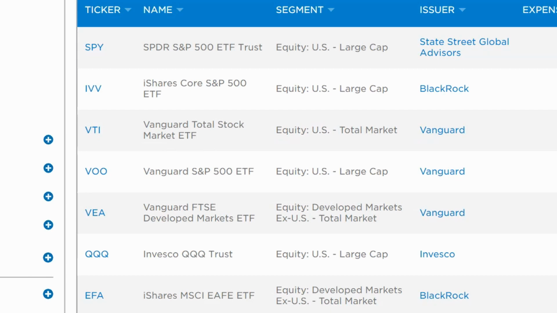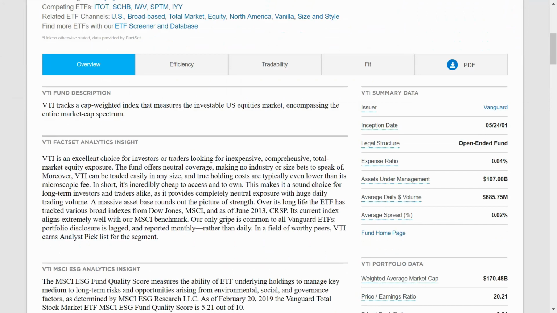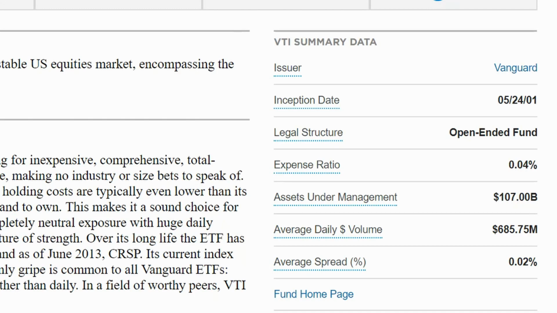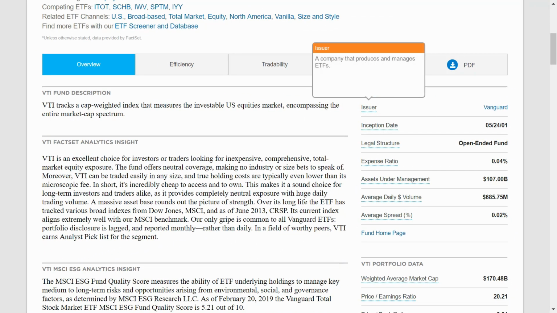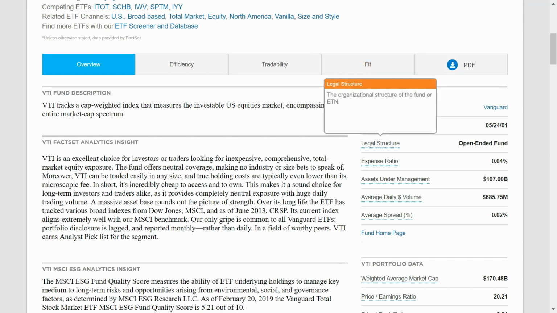You can get a lot more detailed information by clicking on the ticker for each ETF. Let's take a closer look at VTI, the Vanguard Total Stock Market ETF. On this page, you can find a brief overview and methodology for the ETF, as well as other important information, such as the fund's expense ratio and total assets under management. One great thing about ETF.com is that you can scroll over a lot of this data and it will explain to you exactly what that data is.